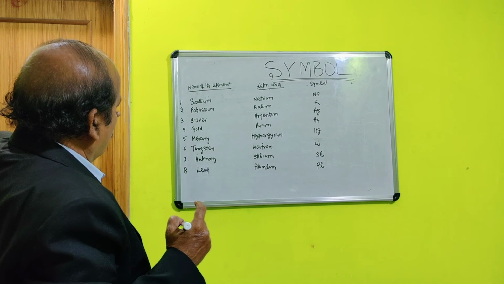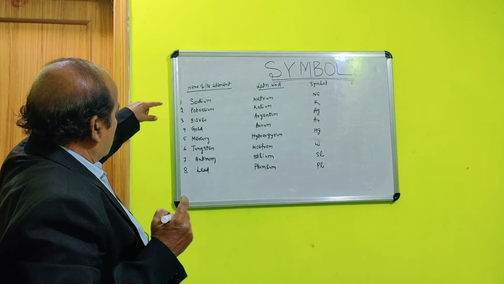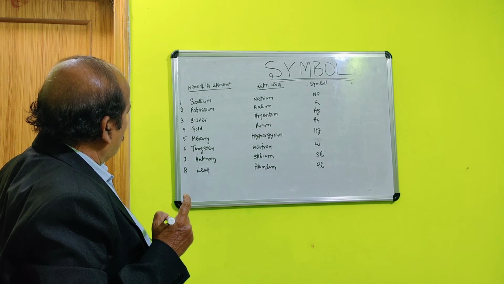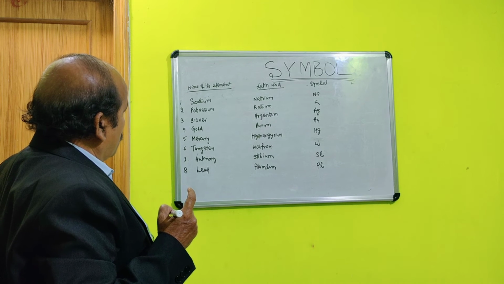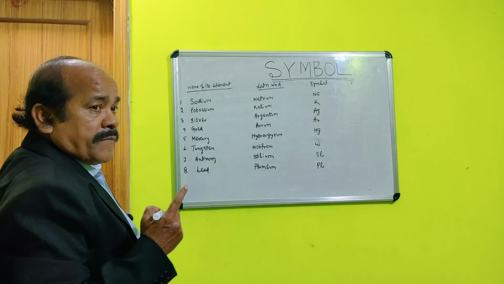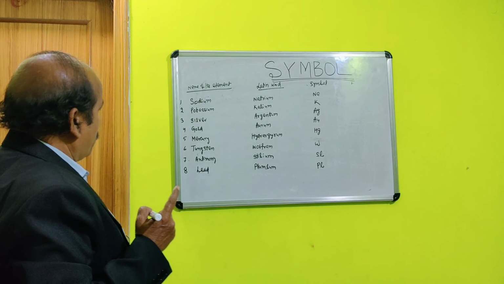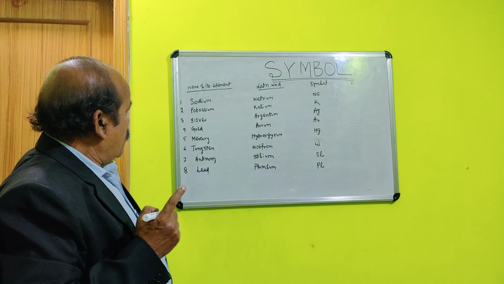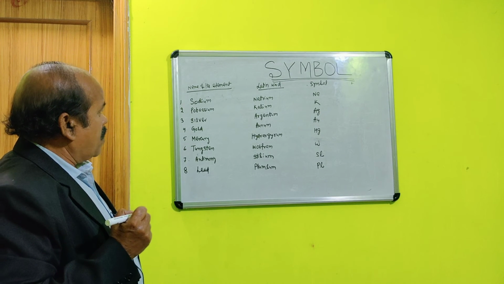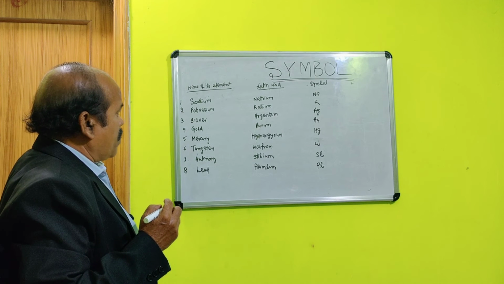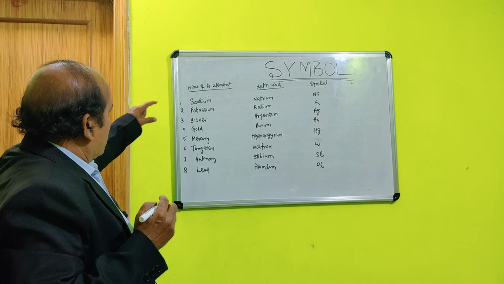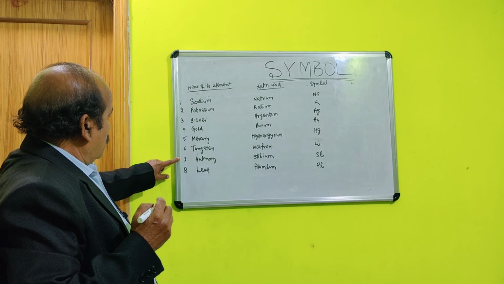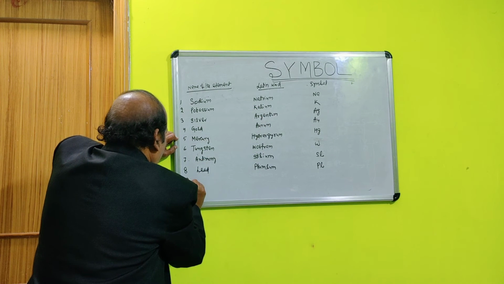In the first group, perhaps lithium, sodium, potassium, rubidium, cesium, francium, beryllium, magnesium, calcium, strontium, barium, radium, carbon, silicon, germanium, tin, lead. Then nitrogen, phosphorus, arsenic, antimony, bismuth. Then oxygen, sulfur, selenium, tellurium, polonium, fluorine, chlorine, bromine, iodine, astatine. I have written sodium, potassium, silver, gold, mercury, tungsten.